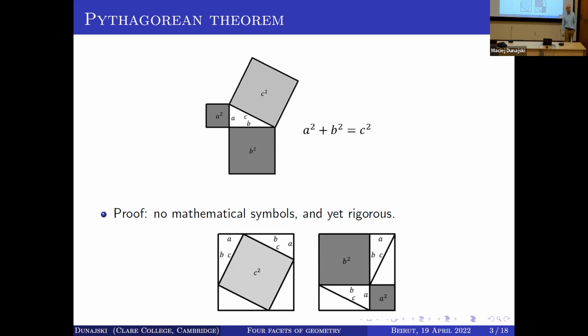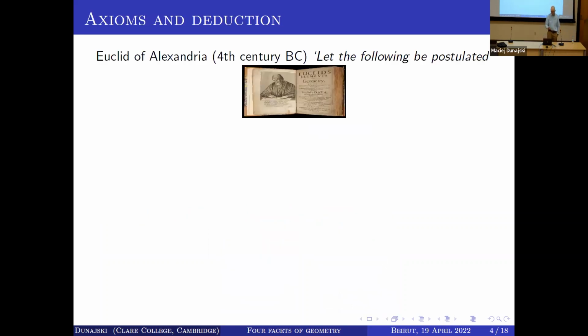Now, before you prove theorems, you need to know what the rules of the game are. That is, you need to make some assumptions and only apply the laws of logic to these assumptions and make deductions like this. So this was another contribution of the Greeks, to formalize these assumptions, and they now go under the name of axioms. They are attributed to Euclid of Alexandria.